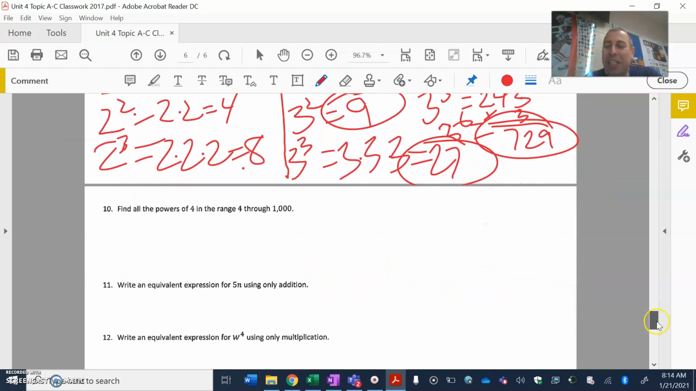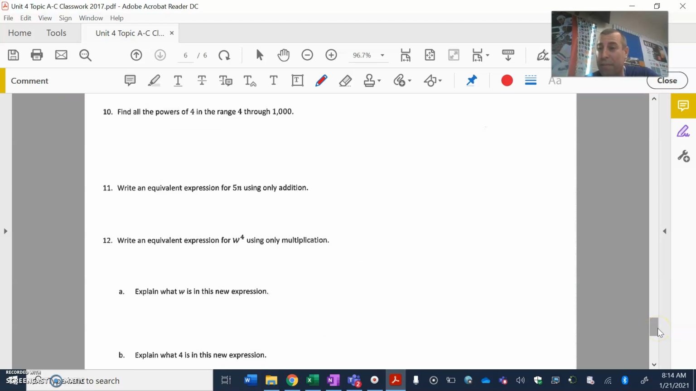In question number 10, they're asking you to do it with your fours. So again, 4 to the first power, get your answer. 4 to the second power, get your answer. 4 to the third power, get your answer. Remember, it's repeat multiplication. I've had students in the past that are like, Mr. Savage, I've been doing 4 plus 4 plus 4 plus 4 plus 4 plus 4 plus 4 plus 4. No. Repeat multiplication. You're doing powers here.